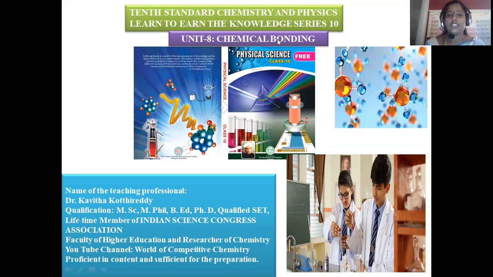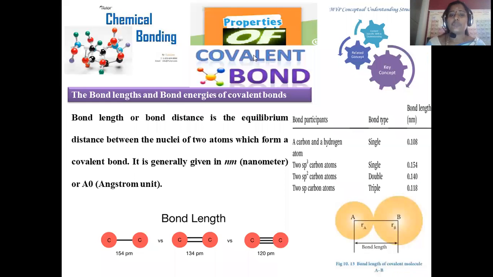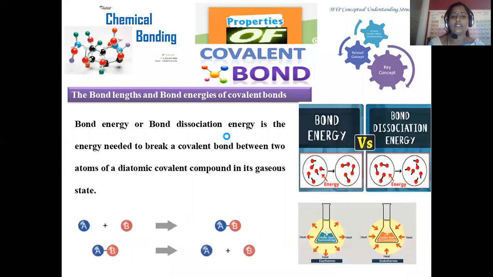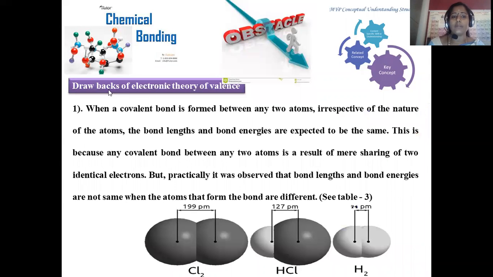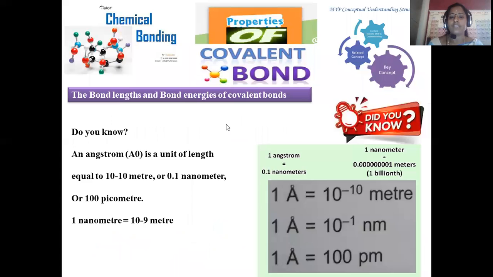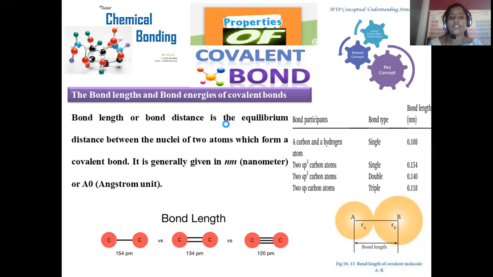So this session is going to discuss the parameters which explain the covalent bond nature. These are the properties which are exactly relevant to covalent bond formation. Later, we are going to discuss the main obstacles in the electronic theory of valency. These are the concepts going to be covered in today's session. Let us enter into today's concept.